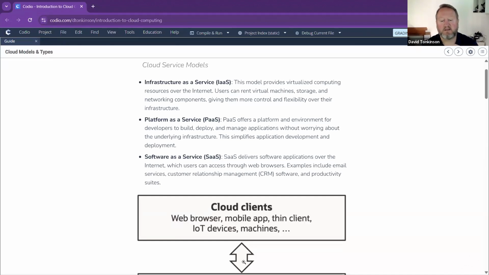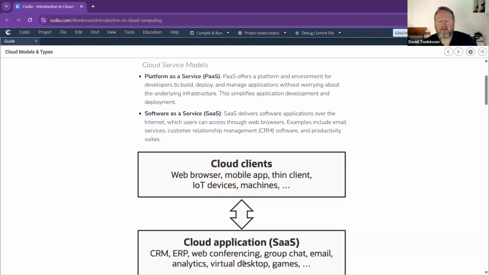Platform as a service, PaaS, is designed so you don't have to worry about the operating system. We just want developers to develop products. We don't want them to worry about what operating systems they're on, so they'll produce it on a PaaS system. And then SaaS. Who can think of a good example of a SaaS product?